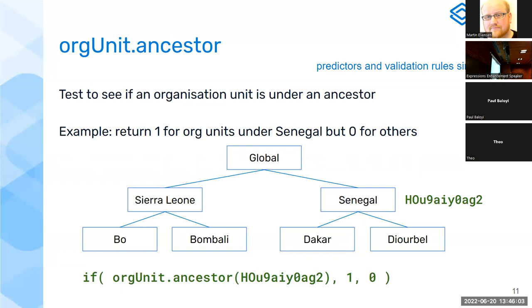And so this is a simple orgunit.ancestor test. You can give one or more UIDs of organizations, and you can test to see what part of the organization unit tree the predictor or the validation rule is being run for, and you can adjust the formula based on that. Any questions?